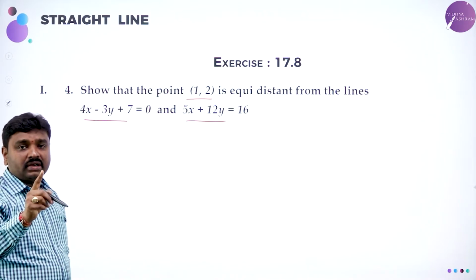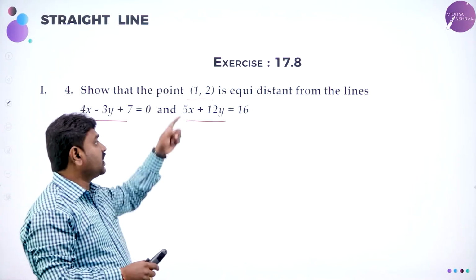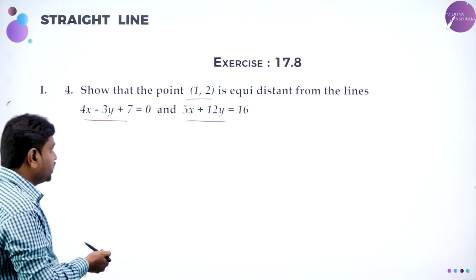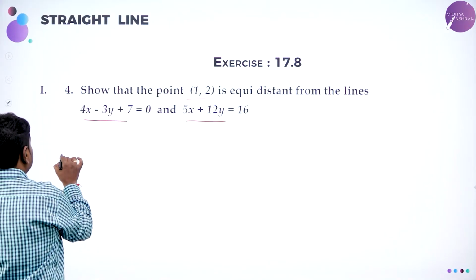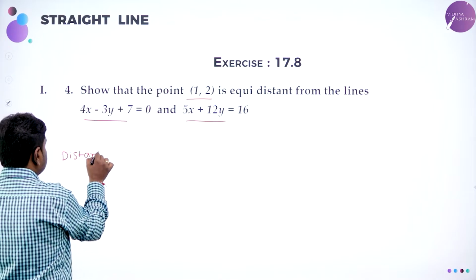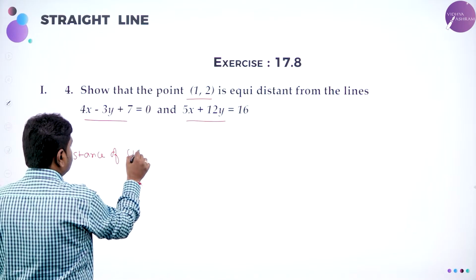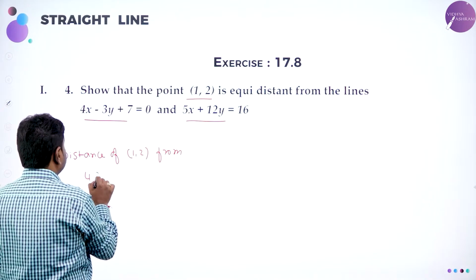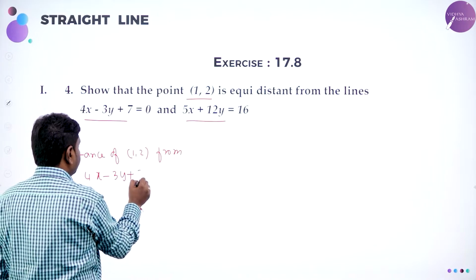Then show that this point 1, 2 is equidistant from these two lines. There is a point. You should prove that it is equidistant, meaning the distance of this point from both the lines should be the same. So I'll take case 1. First we'll find the distance of 1, 2 from the first line. What is the first line? 4x minus 3y plus 7.